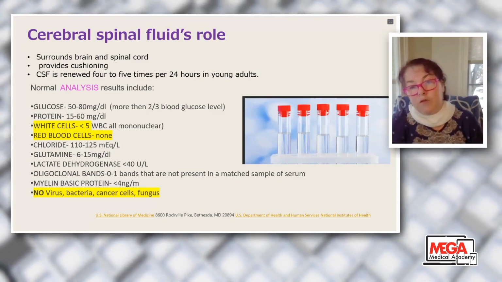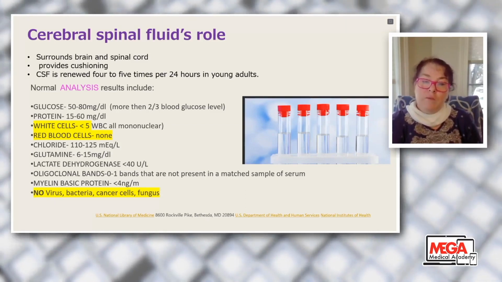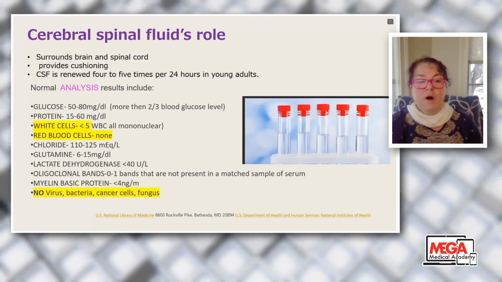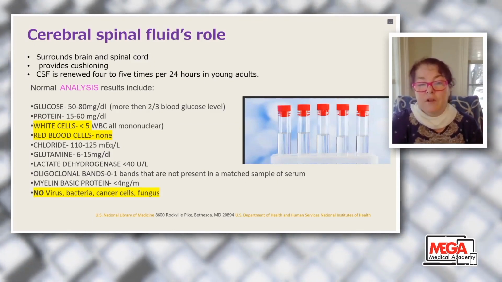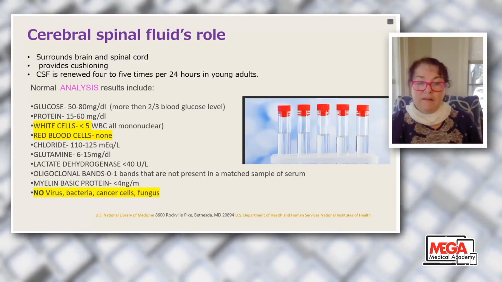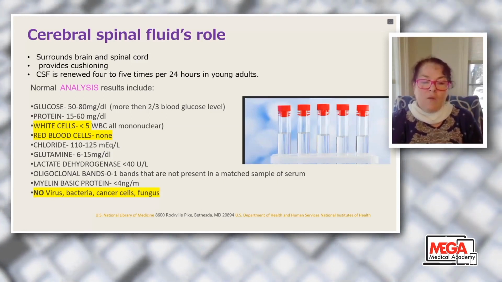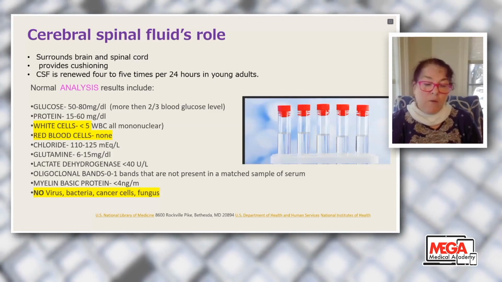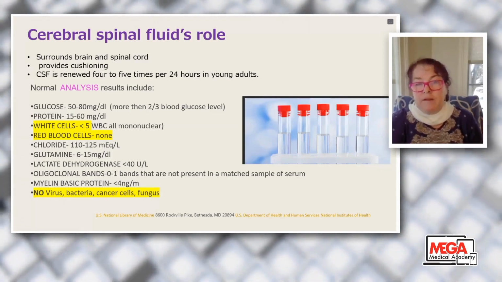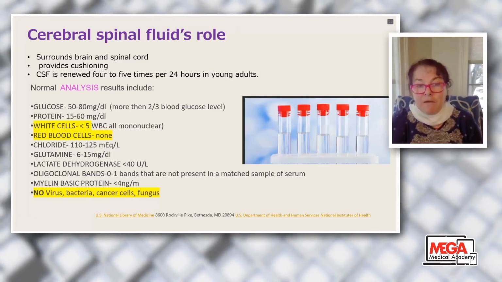What is the role of cerebral spinal fluid? It's kind of the cushion for the brain. It surrounds the brain and the spinal cord and cushions it. In 24 hours it will be renewed 4 to 5 times in a normal person. Normal cerebral spinal fluid has these components that I listed. Really, it's not important to memorize them all, but to know that you should not have bacteria, viruses, fungi, cancer, or blood cells, and even white blood cells should be extremely rare in your cerebral spinal fluid, maybe less than 5.